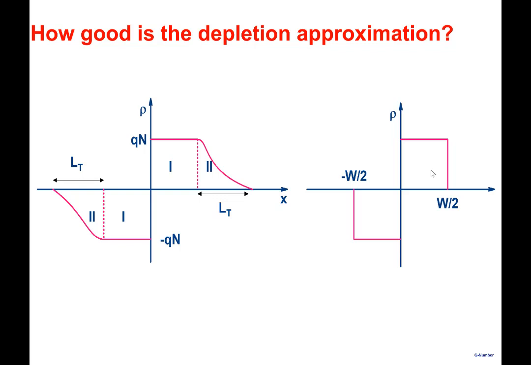Now, how good is the depletion approximation? Your natural answer that will come to your mind is it will be good if this transition region length, LT, is much smaller than this particular length. If the transition region is very narrow, it's okay. I neglect it. I approximate it by a vertical line. That's the natural thing that will come to your mind. The next question is, is it really very narrow? How narrow is the transition region? And is the transition region negligible compared to this? Then I would be fine.